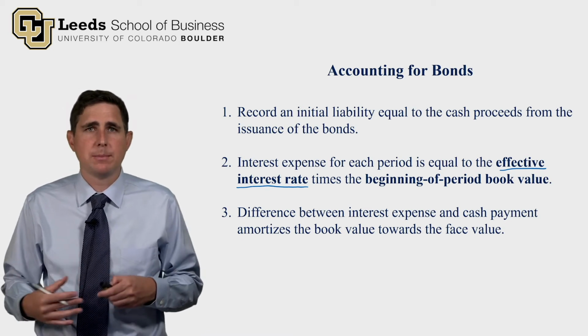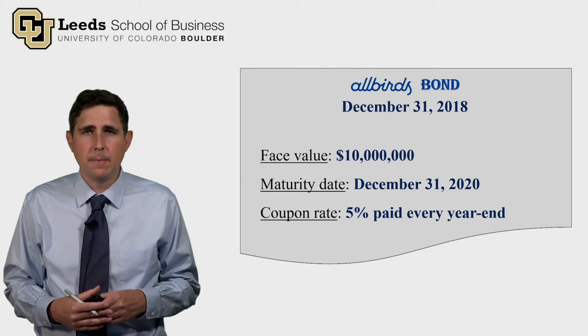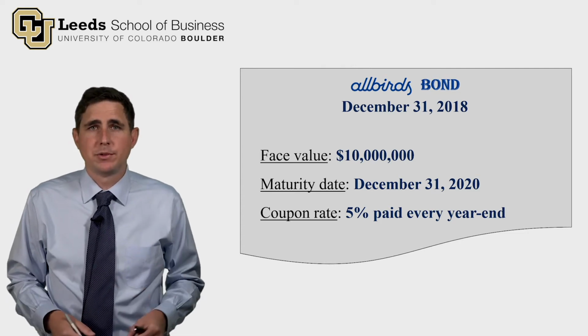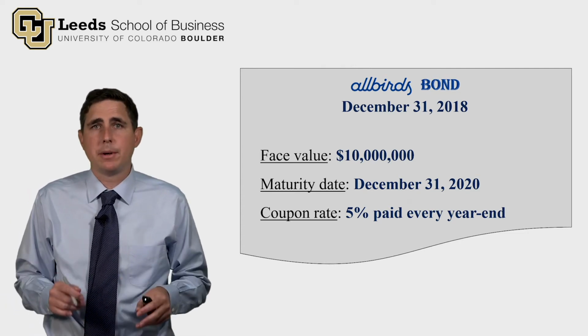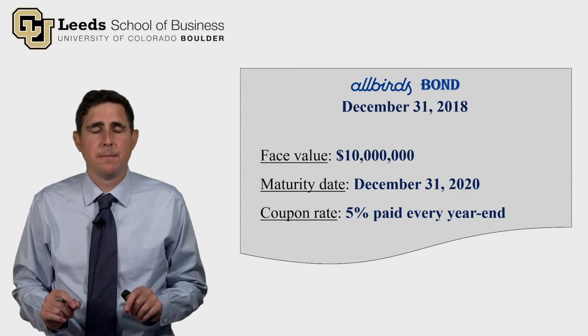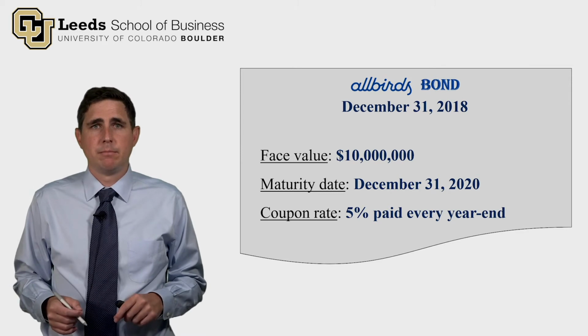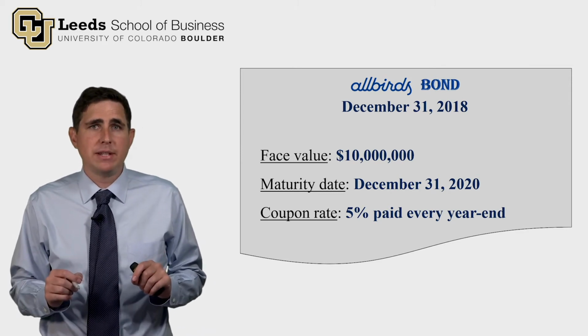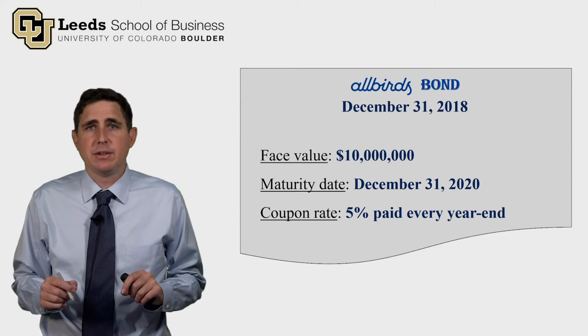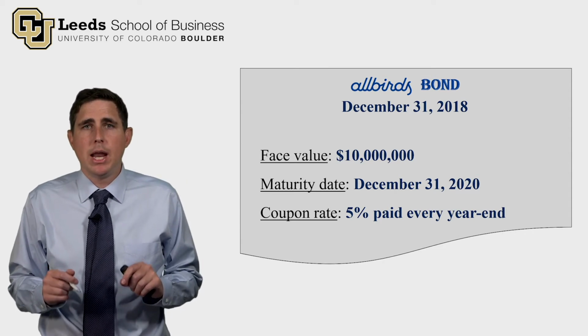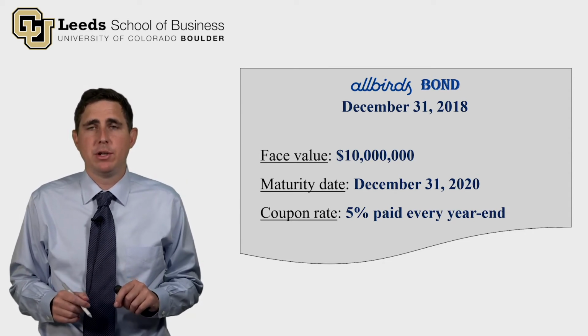So those are the three steps in accounting for a bond. And here's the example we'll go through. So we'll use Allbirds. The hipster shoe company is going to issue a pretend bond. This bond has an issuance date of December 31st, 2018, and it has a face value of $10 million, a maturity date of December 31st, 2020, and a coupon rate of 5% paid every year end.